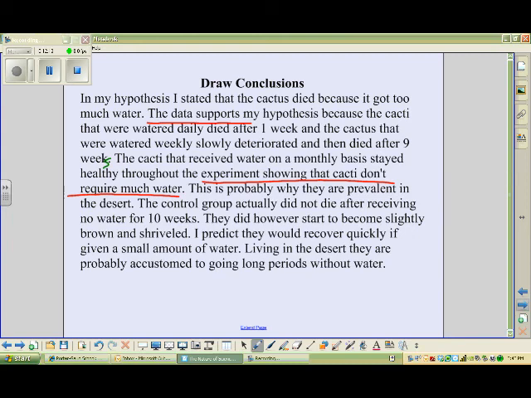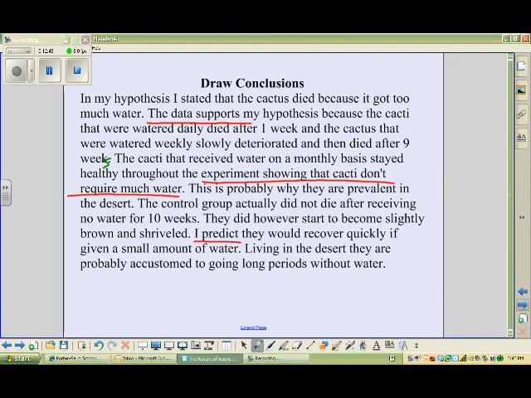So I'm saying these are my results, that I think the cactus died because it got too much water, and the data does support that. I further go on to sort of talk about maybe why these results happen, talk a little bit about a cactus plant. So this is probably why they are prevalent in the desert. The control group actually did not die after receiving no water for 10 weeks. They did, however, start to become slightly brown and shriveled. So I'm going to make a prediction. I predict they would recover quickly if given a small amount of water. Living in the desert, they are probably accustomed to going long periods without water.